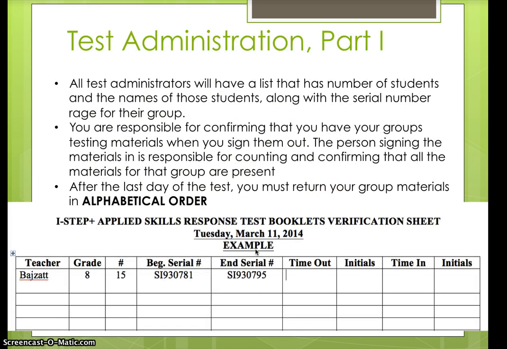So for test administrations, like I said, you'll have a list that has the number of students and the names of those students in your group. In this example is what it's going to look like. Teacher, Mr. Bazat, grade 8, number of students in his group is 15. Beginning and ending serial number, which shows the range of the serial numbers of the books of the students in his group. The time that he is signing them out and his initials, the time that they are being signed in and my or whoever's signing them in's initials.